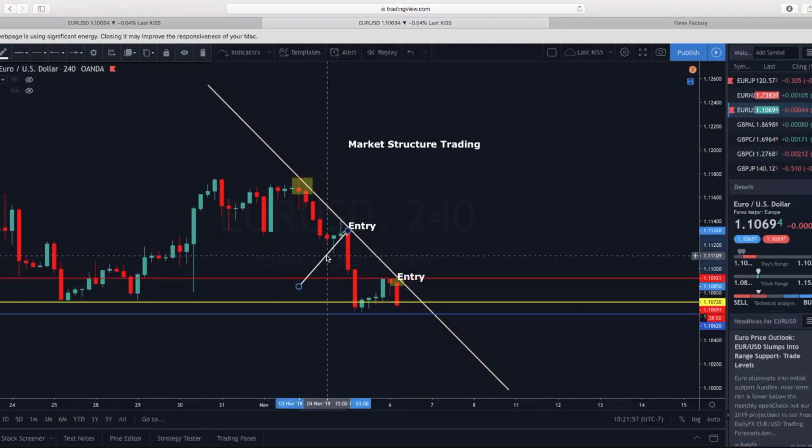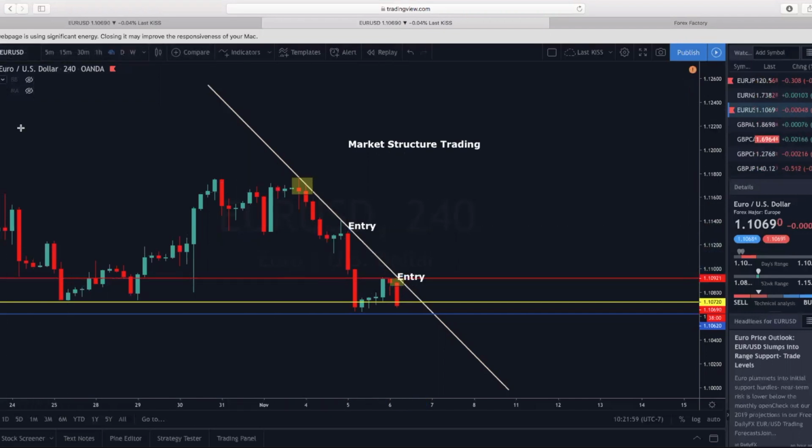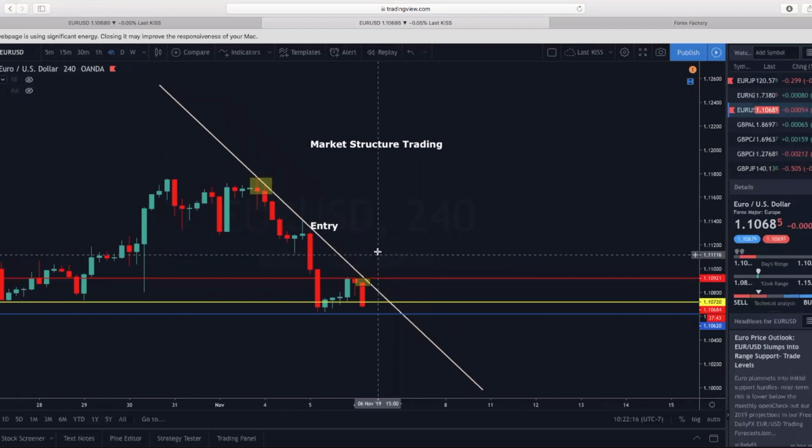Let's say, for example, what if price decided to do something like this? And then we have to switch our bias. It breaks our channel resistance area, and then we have to switch our bias. Well, we know that if we do enter from here, we could keep our risk minimal. We don't have to have a very wide stop loss. Now, you want to have your stops away from structure so you're not prematurely stopped out.